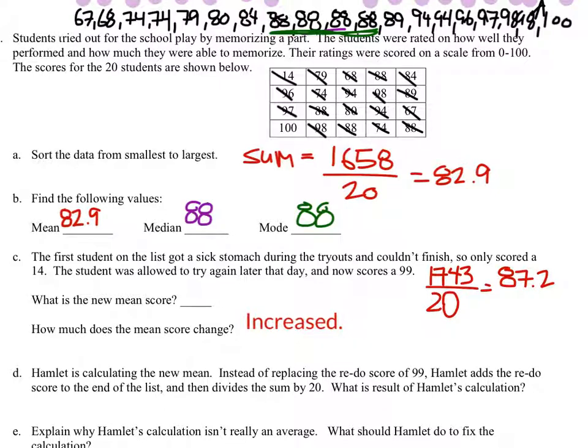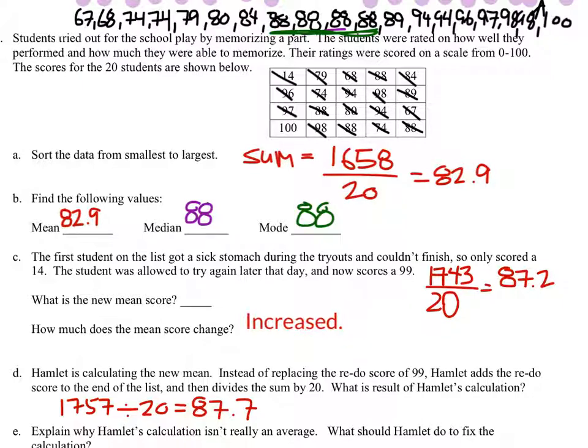Hamlet is calculating the new mean instead of replacing the redo score of 99. Hamlet adds the redo score to the end of the list, then divides the sum by 20. What is the result of Hamlet's calculation? All right, so we're going to go back to 1658, add 99, and that would give us 1757. And then following what they said, he divided that by 20. So by adding that score, he should have divided by 21, but it said he divided by 20, and that means he would have gotten 87.65.